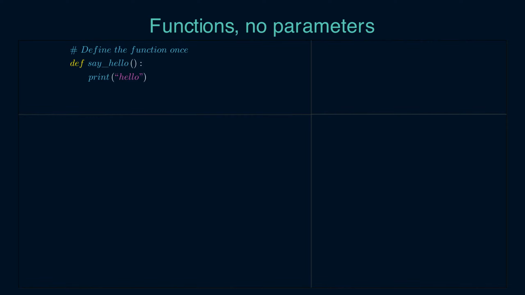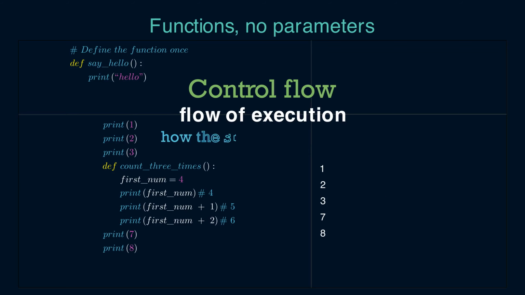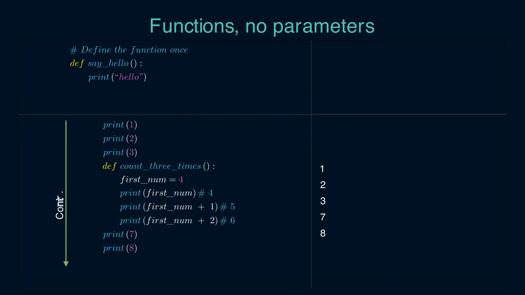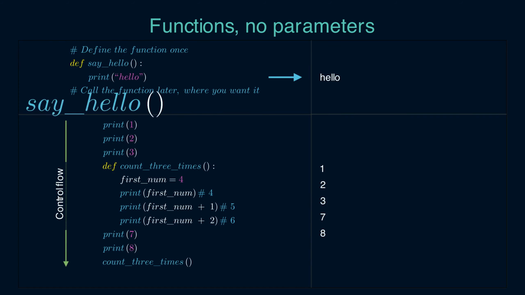Let's run this program in the shell. Nothing gets printed, right? Here's another program. Not printing 4, 5, or 6. As pointed out earlier, statements are executed in the order they are written. But a function definition, it's executed only when the function is called somewhere.